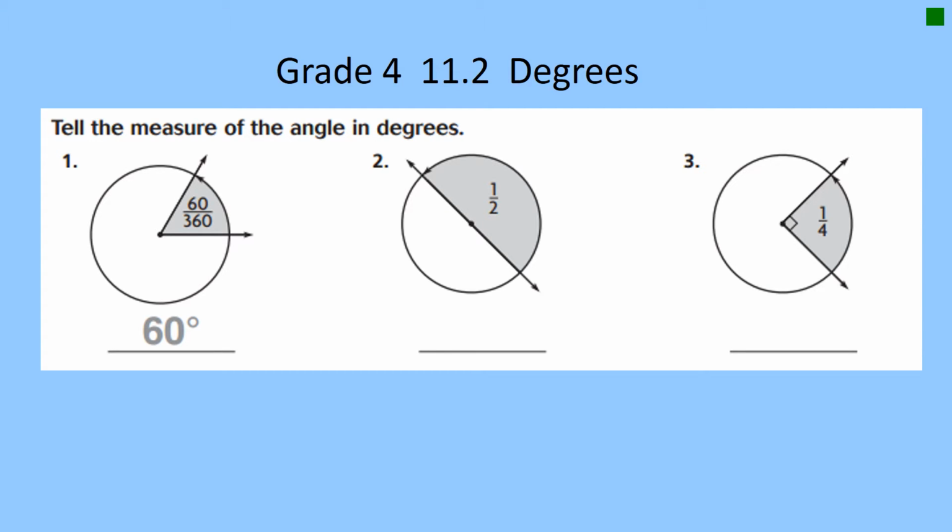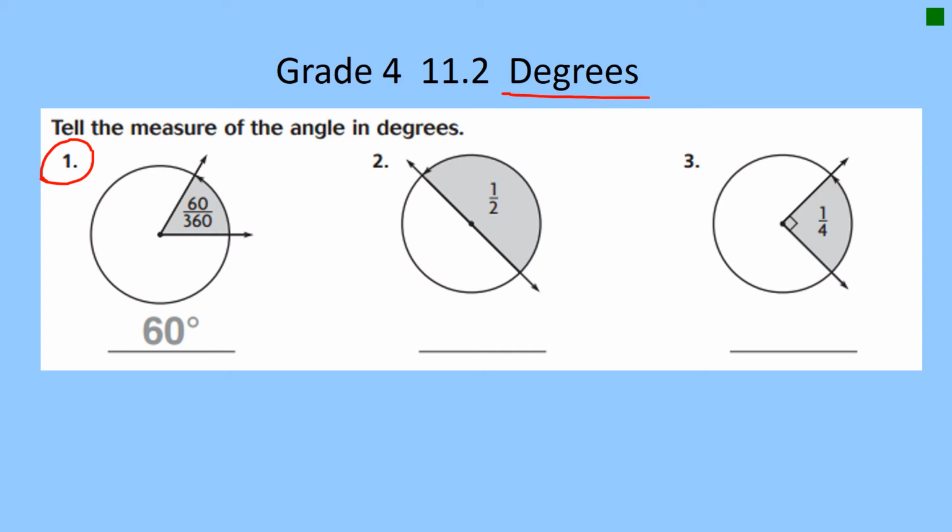Here we are in Chapter 11, Lesson 2. And this lesson is all about degrees. Degrees has several meanings, but in this instance, we are going to talk about the degrees of angles. And all of the angles are going to be in a circle. Okay? So, number one, they already did that for you.